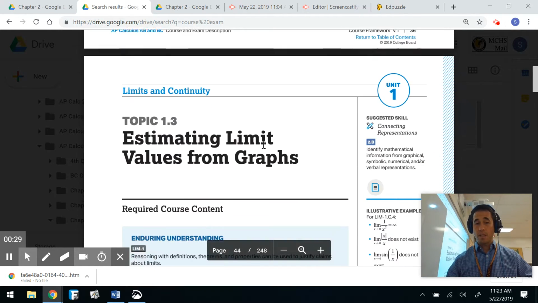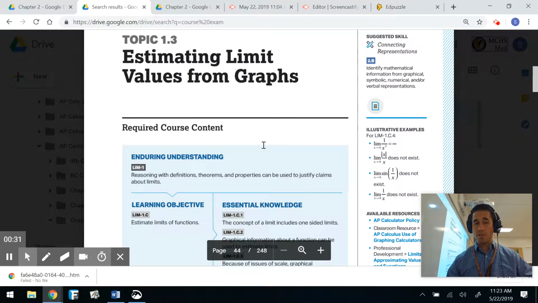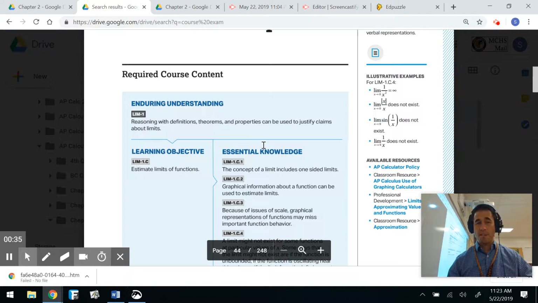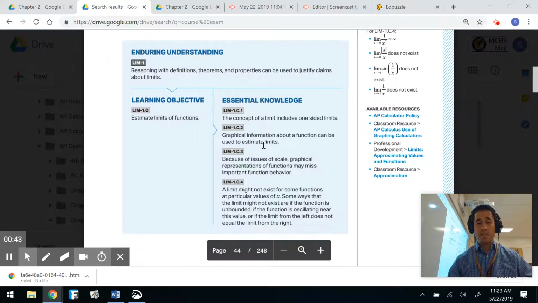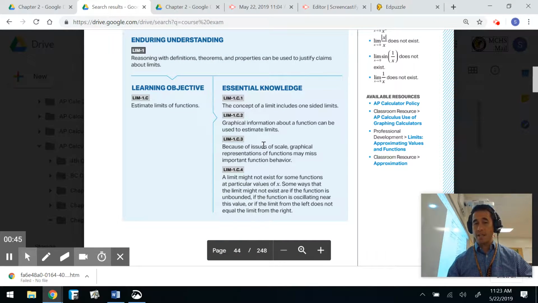what's going on. Okay, 1.3 we're going to look at today also, which is estimating limit values from graphs. In terms of understanding, reasoning with definitions, theorems, properties can be used to justify claims about limits. Our objective, estimate limits of functions. Once again, hit pause, take a look at that knowledge.